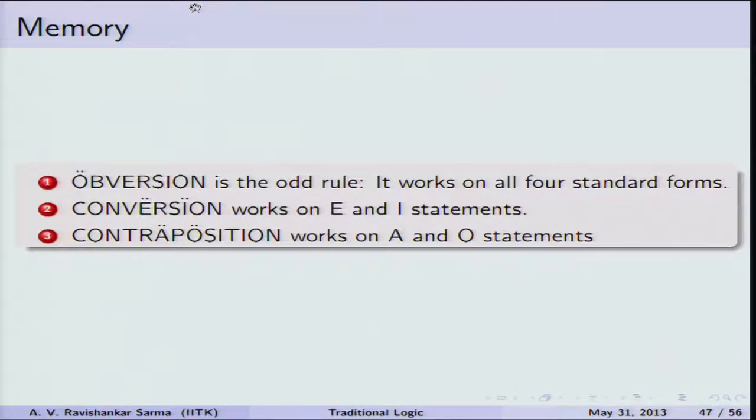The first one, obversion, is considered an odd rule which works for all four standard forms. Any proposition can be reduced to its corresponding obversion, which is a valid inference. For conversion, we need to see the letters with double dots, and it applies to only E and I propositions. This is a way to remember it: observe the ovals with stars and which dots are there. Contraposition applies to A and O propositions.